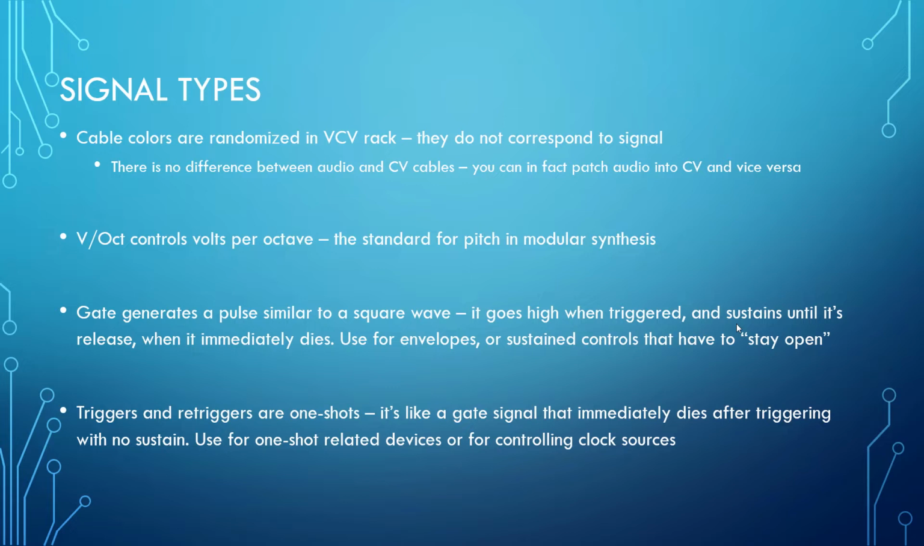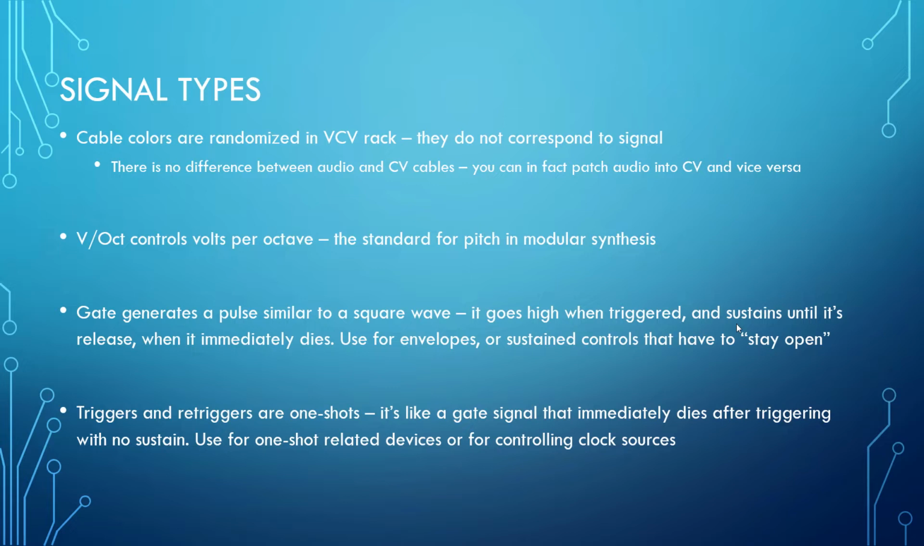Volts per octave, or V/oct, or V/O, or even VO, is what controls pitch. For every 1 volt that you increase, you go up 1 octave. And it divides those equally into the semitones or even into microtones.